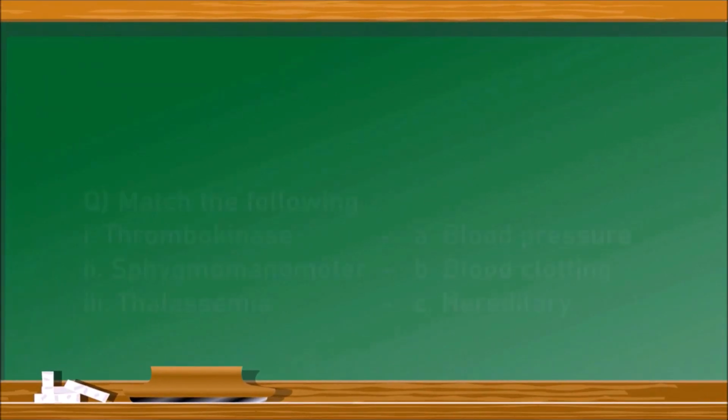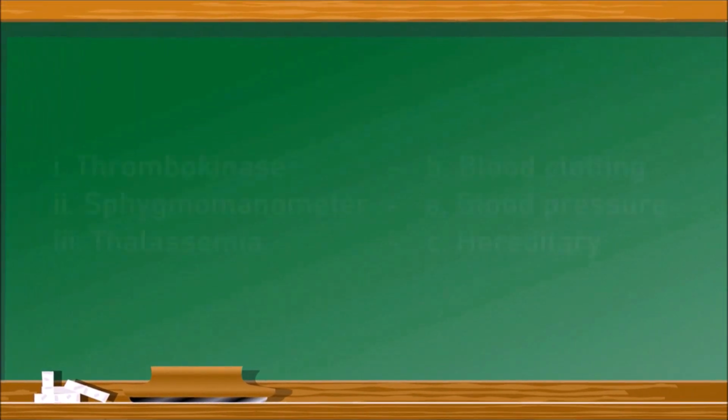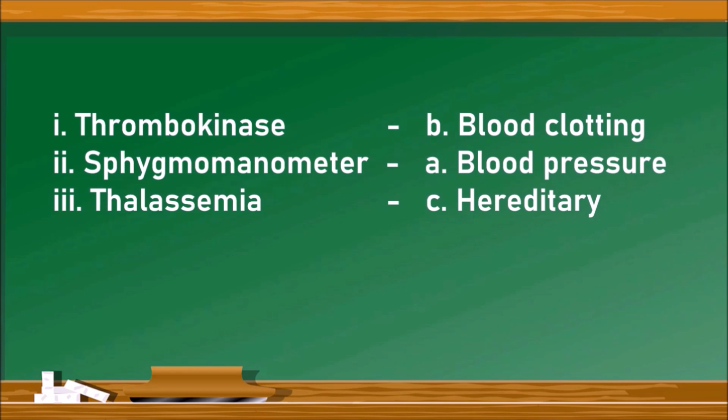Next question, match the following. The first one is thrombokinase, sphygmomanometer and thalassemia. On the other side, there are blood pressure, blood clotting and heredity. If you match them, thrombokinase is to blood clotting. It means the thrombokinase is an enzyme which is involved in blood clotting. Sphygmomanometer is the instrument that is required to measure the blood pressure. Thalassemia is a genetical disorder which is transmitted through the heredity from generation to generation. Hence the answer is 1 is to B, 2 is to A and 3 is to C.